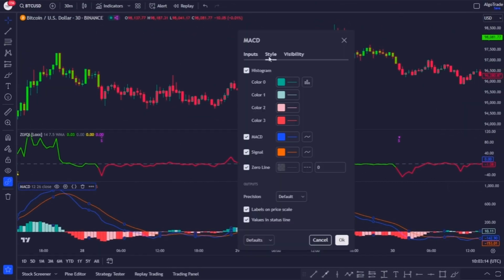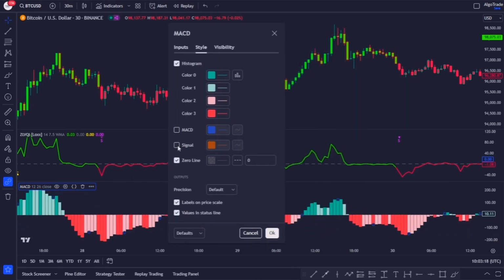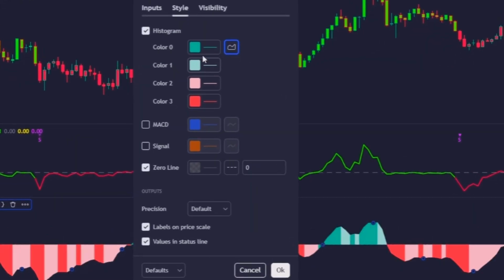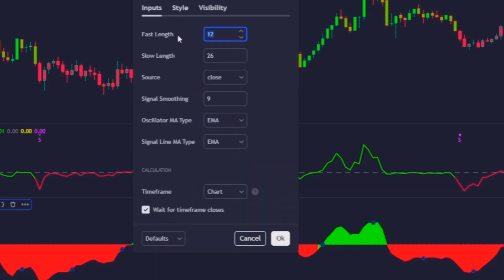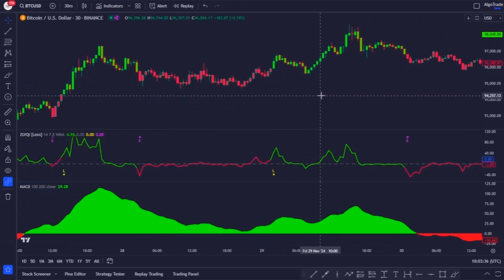But for today's strategy, we won't need them, and so I will go to the style section to uncheck them. I will also change the histogram's display to an area and change some colors. Next, I will go to the inputs tab and change the MACD's fast length to 100 and the slow one to 200. And now our filter indicator is ready.